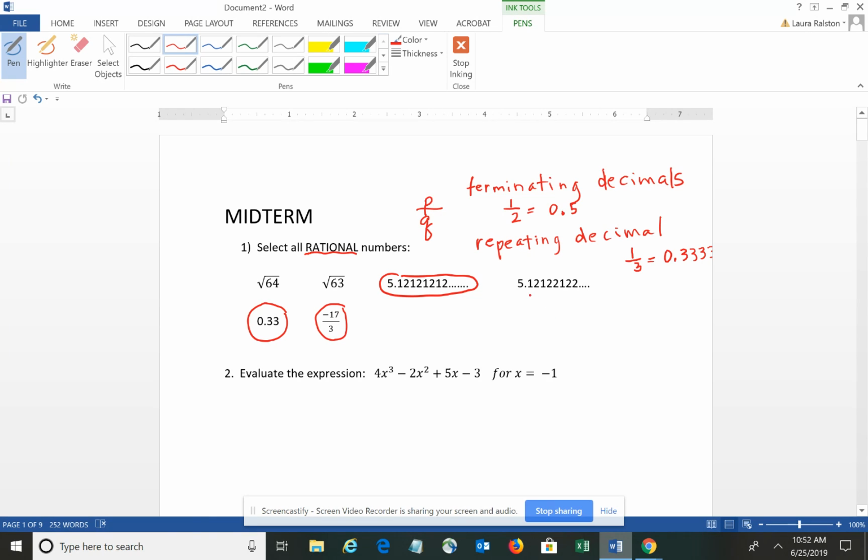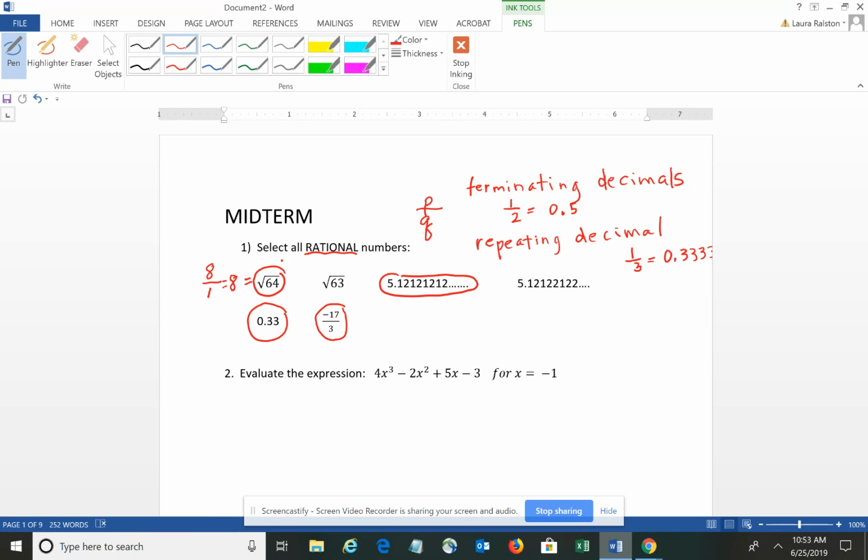Now the other decimal here, 5.122122, okay, so it's not a repeating pattern. That leaves the two square roots. And so in order to make a decision about the two square roots, you may want to simplify them. Well, the square root of 64 is 8. And 8 could be written as a fraction by writing it as 8 over 1. So that lets me know that the square root of 64 is actually a rational number.